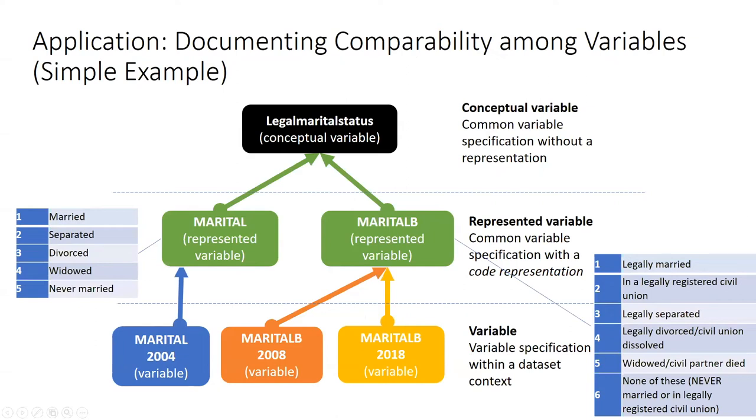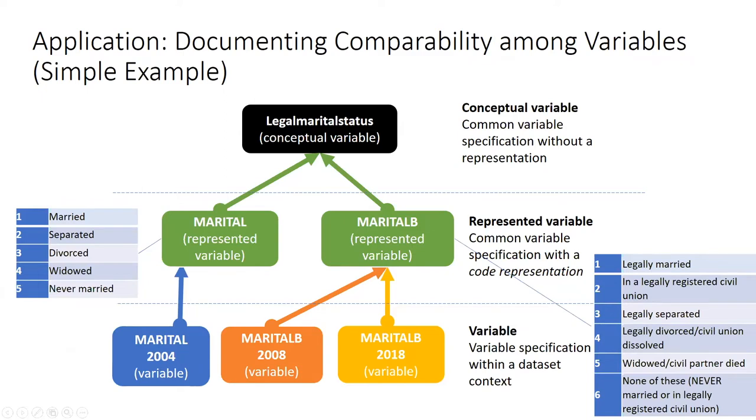Here, let's take a practical example from the European Social Survey. We see here on the top, we have the conceptual variable, which is legal marital status. We have the represented level, two variables, and at the instance variable level, we have three variables. Legal marital status affects how well people feel in their lives, and therefore the ESS wanted to measure it. They started with the represented variable, very basic: married, separated, divorced, widowed, and never married. That was in 2004.